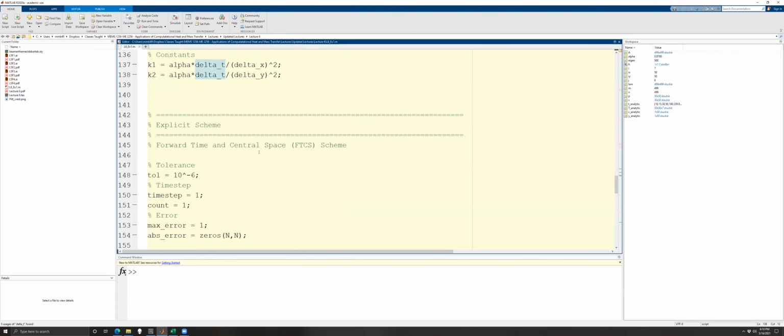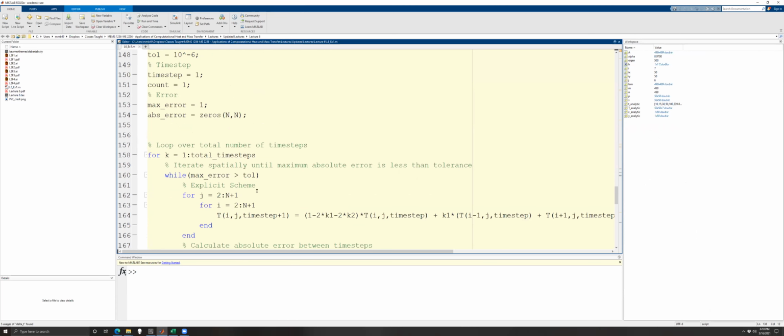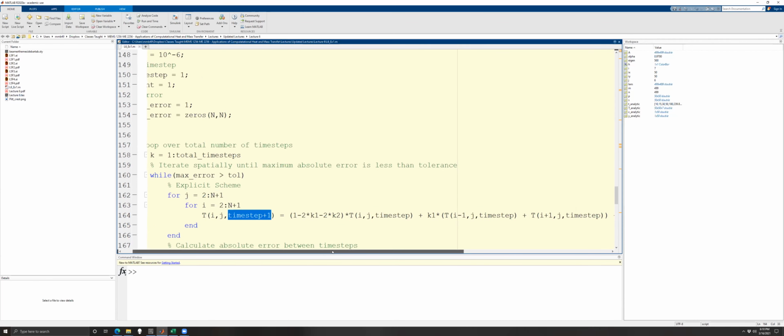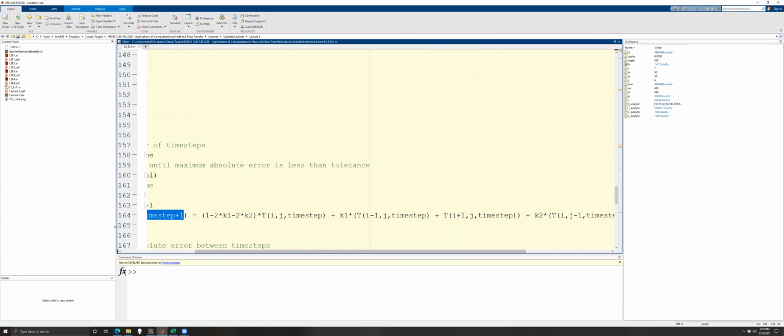So if we go through an explicit scheme, all we have to do is employ the same Jacobi Iterative Method that we saw before. So we're going to go from j equal to 2 to n plus 1, and i is going to be from 2 to n plus 1. And our temperature, this is T of P, at ij of our time step plus 1, we'd have the following expression.